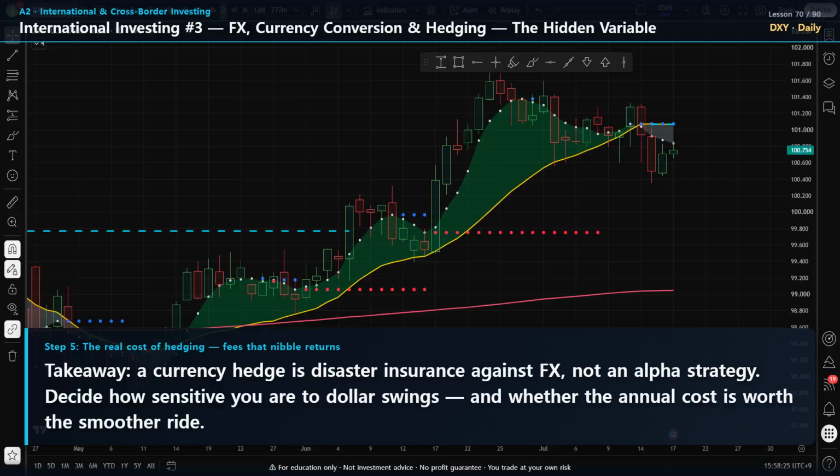Takeaway: a currency hedge is disaster insurance against FX, not an alpha strategy. Decide how sensitive you are to dollar swings and whether the annual cost is worth the smoother ride.